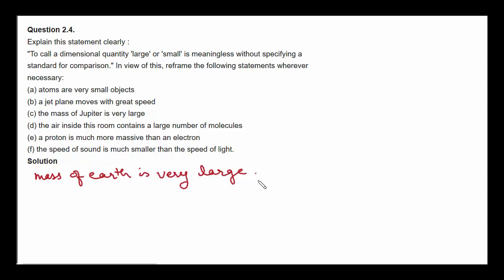So to correct the statement, we can say that the mass of the Earth is large, or in fact very large, in comparison to any object that lies on its surface. So we are comparing the mass of Earth with the objects that lie on its surface, and definitely the mass of Earth is very large in comparison to anything that lies on its surface. Now in the second part of the question, we have to rephrase the statements.